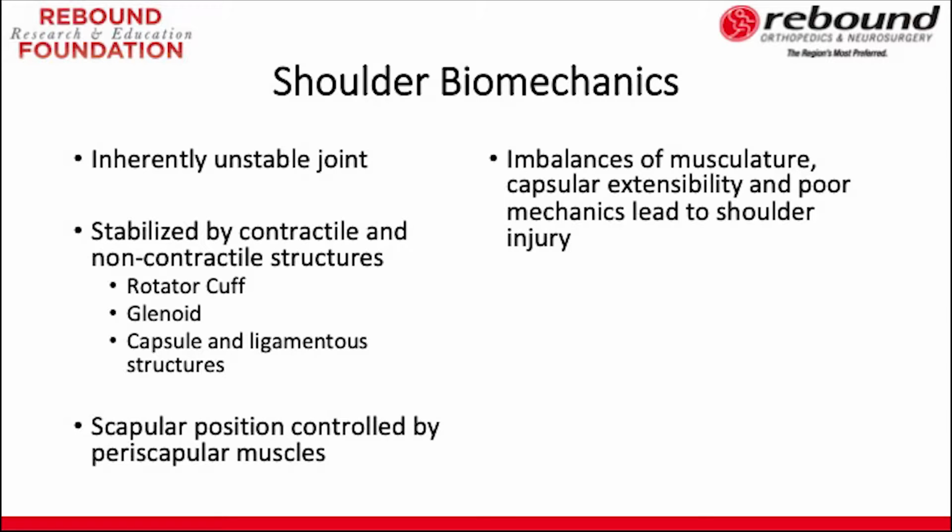So just a quick review, it's an inherently unstable joint. It's stabilized by both the contractile musculature, the rotator cuff, as well as the non-contractile structures. So the glenoid, the size, the shape, the orientation of the glenoid, the capsule and the ligamentous structures. A lot of times this is just something that's inherent to the person, even if they haven't had an injury. Women tend to be a little bit more flexible than men.